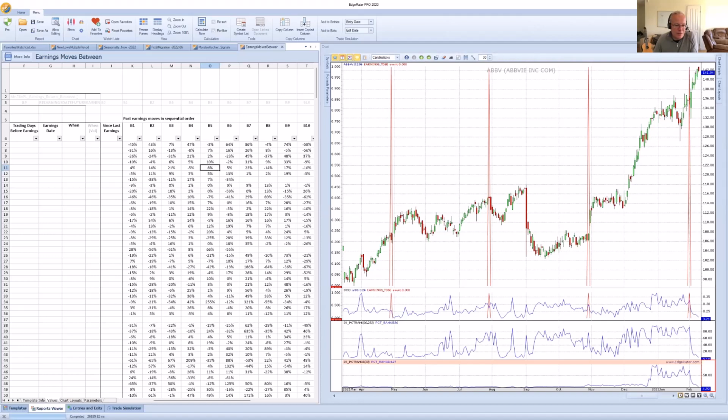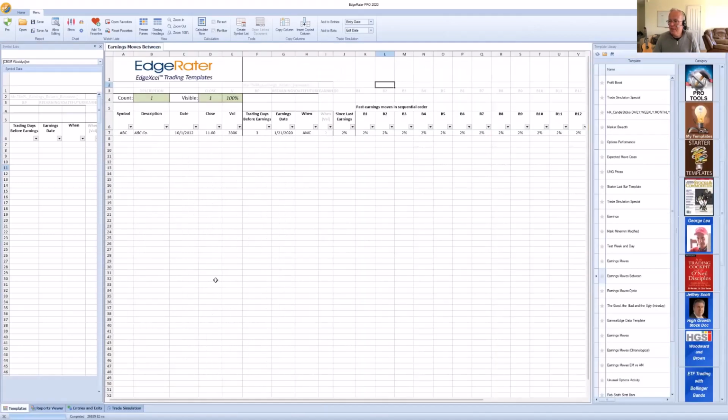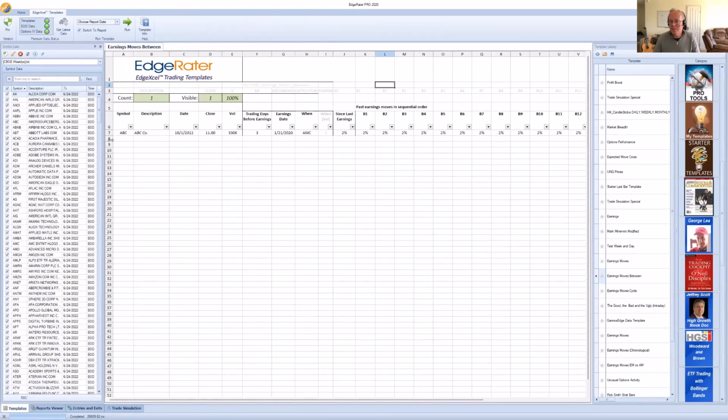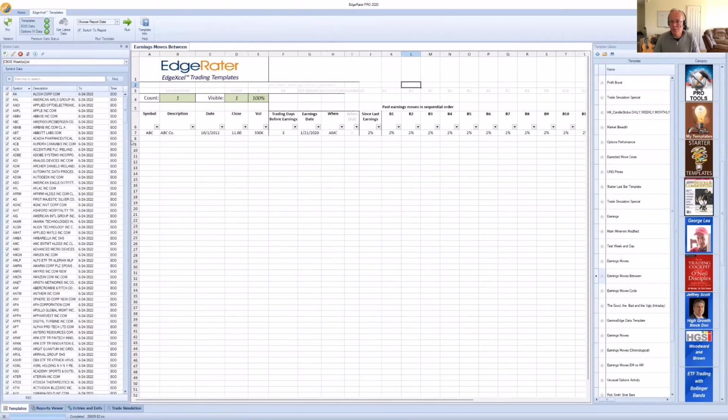Okay, so Teresa, there are some templates that do require a premium data subscription. Any template using the options data in the system requires it, because there's an options database online, which is quite expensive to maintain. There is a subscription in order to use that. So if you have the EdgeRater premium data subscription, then you do have access to all of the options data and templates.